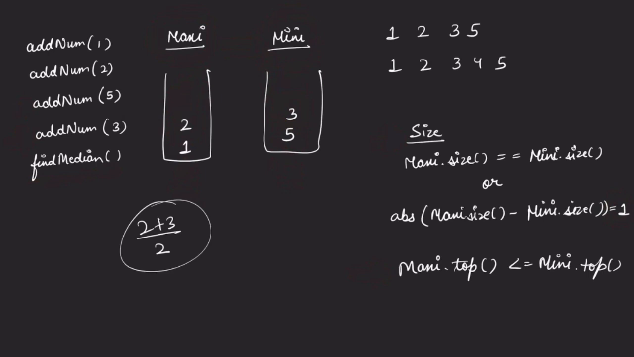And the other case is that 3 was present here. So in this particular case, the size of mini is greater than maxi, so whatever is at the top of mini, that is going to be my median, right? So this is how we are going to solve this problem.